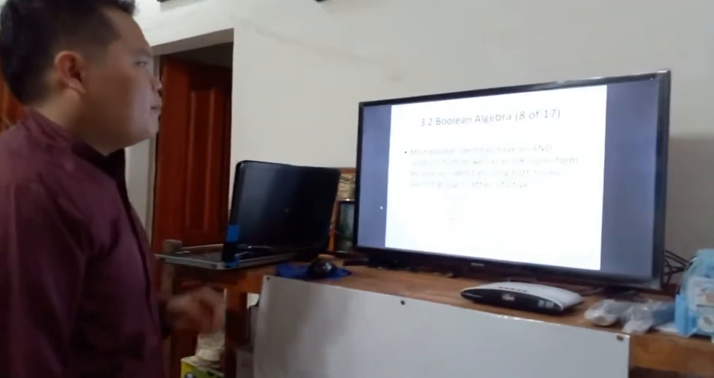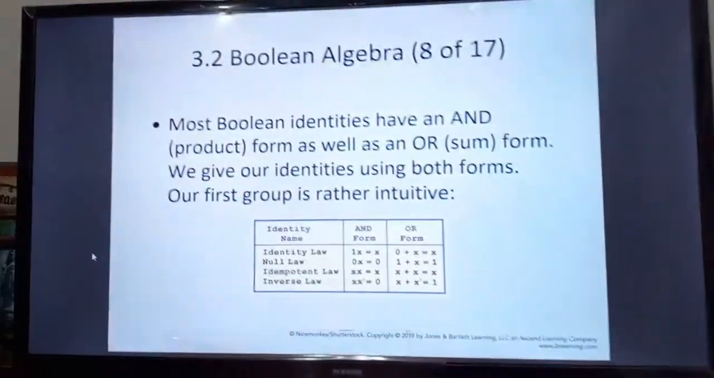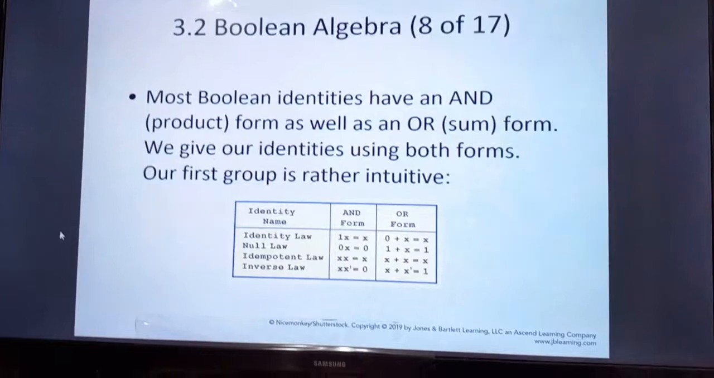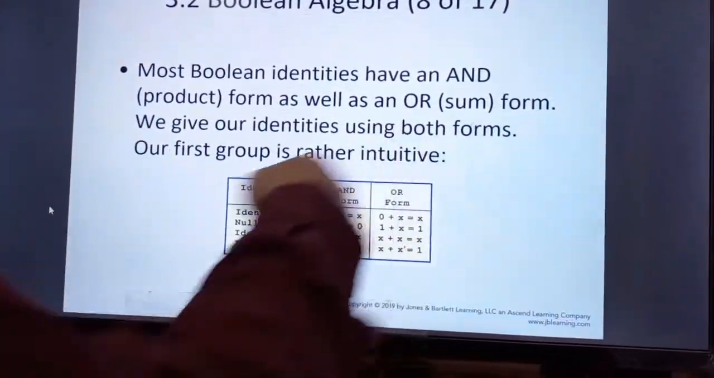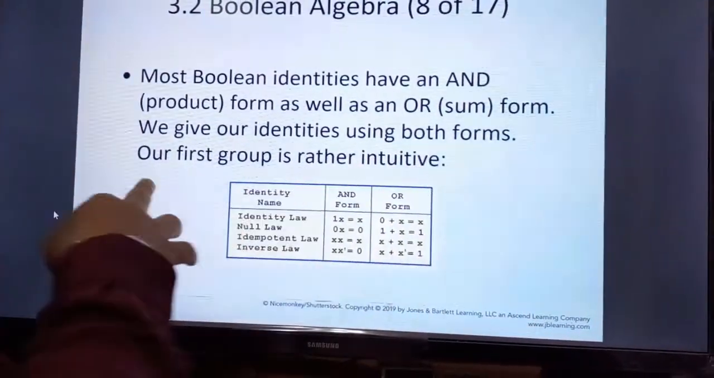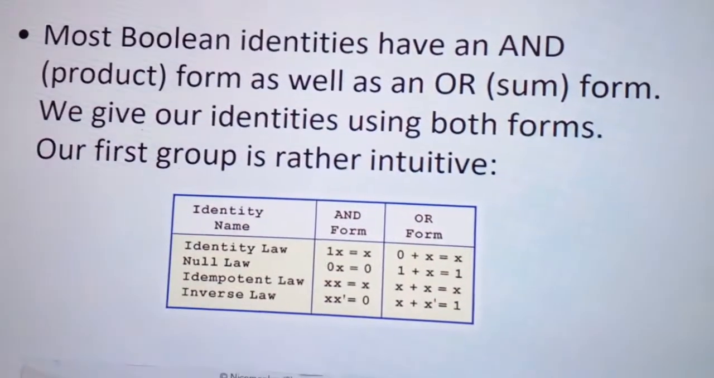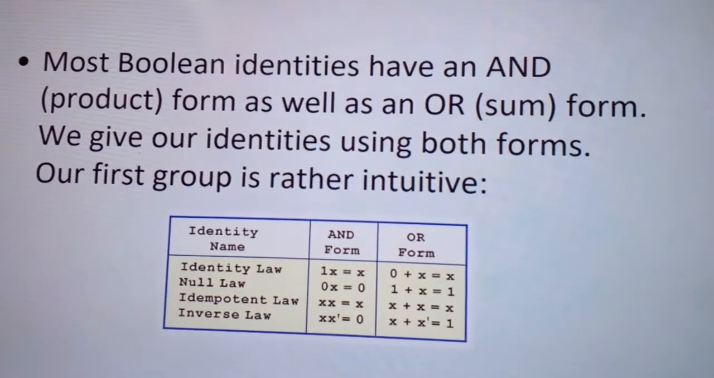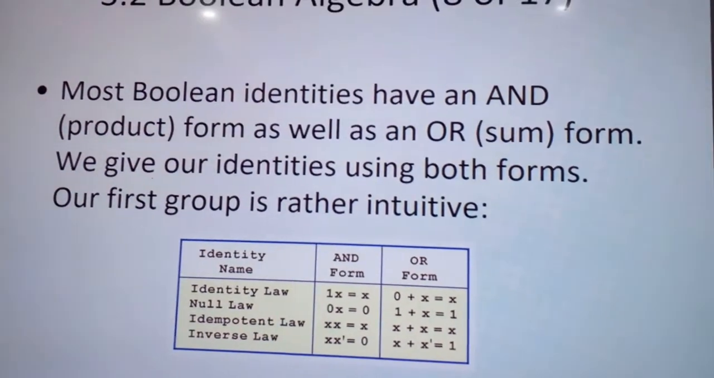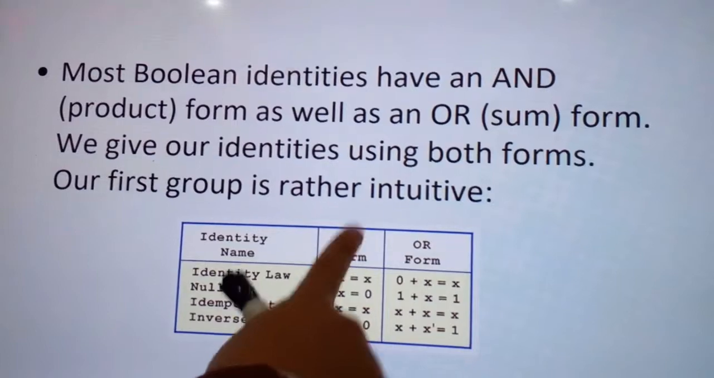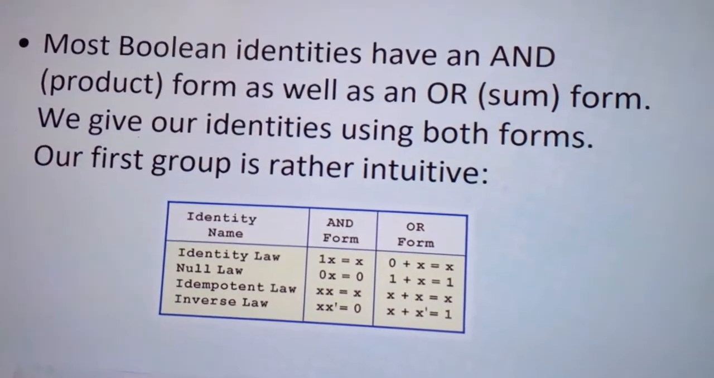So let's proceed to the Boolean algebra identities. We have an AND form as well as an OR sum. If AND is product, OR is sum. We give our identities using both forms. Our first group is rather intuitive, since we have already gone through this in our mathematics. We have the identity law, null law, idempotent law, and inverse law. So what is the form of each? The equation, and the OR form is its equation.